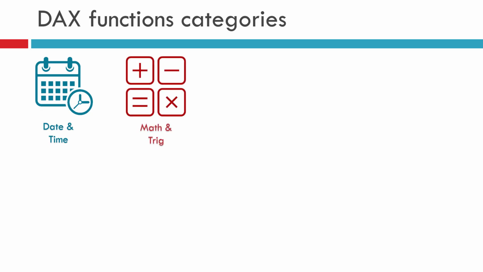Now the next category is mathematics and trigonometry related DAX functions. There are 45 DAX functions classified under this category. Functions like sum, divide, product, round, etc. from this category are most often used. Many of the functions under this category are directly taken from Excel. Output from functions under this category is always scalar.